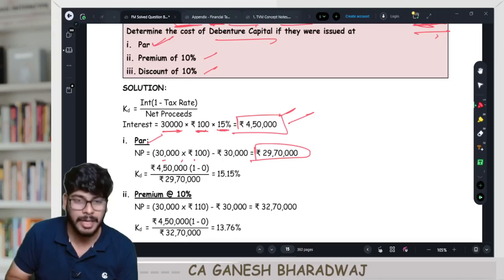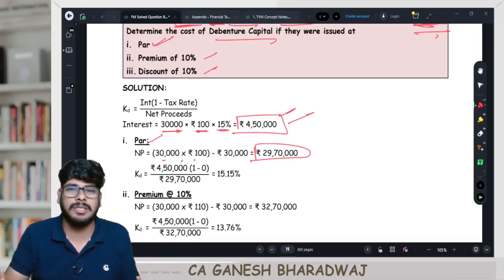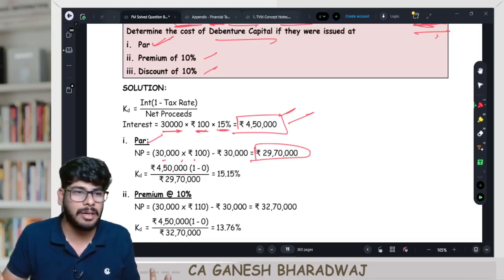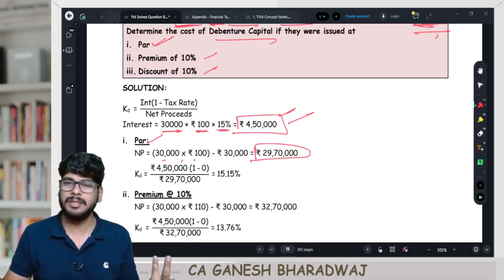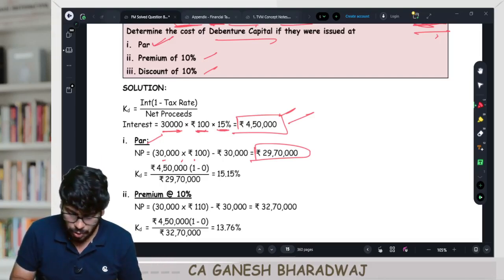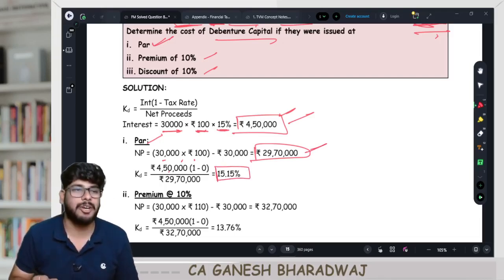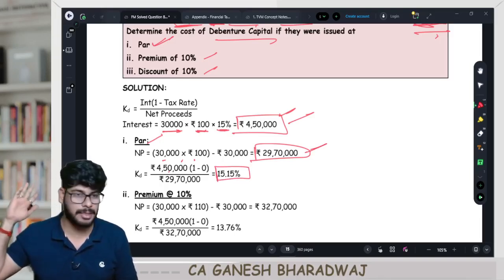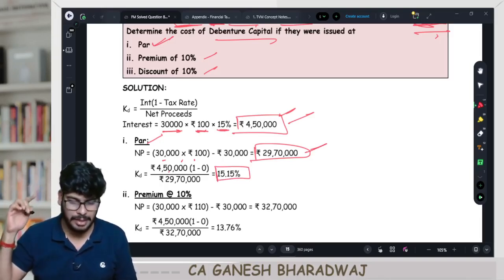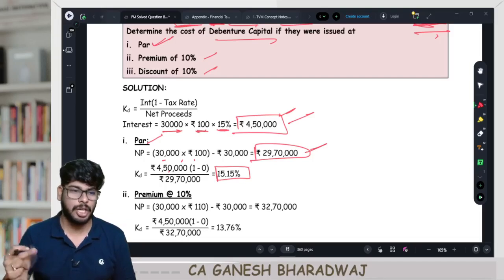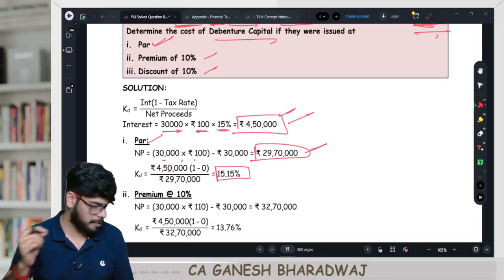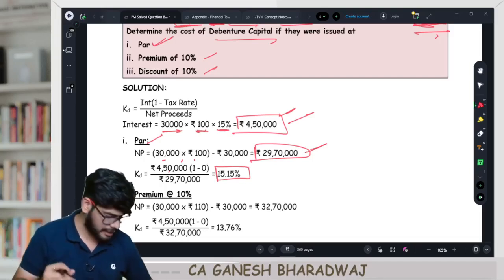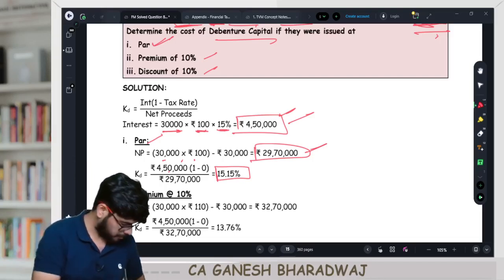So now you just apply the formula. Interest 4,50,000 into 1 minus tax rate. In this question, the tax rate is not given, so assume it to be 0. If that is not given, then it's 0. So interest into 1 minus tax rate divided by net proceeds. In this case, my cost is going to be how much? 15.15%. Are you clear with this? Take your calculators out and do this. Quickly, I'll give you some 10 seconds. Digest the facts, we'll move on to the next step.